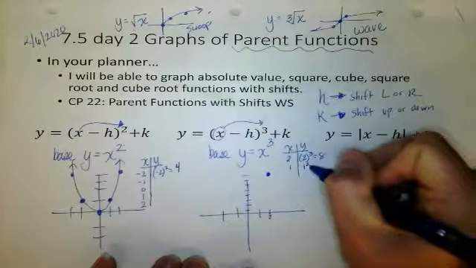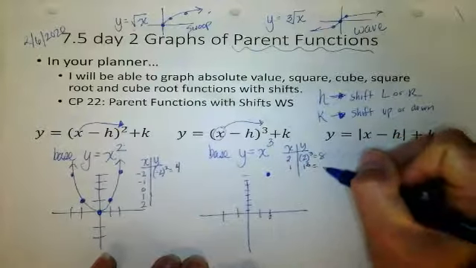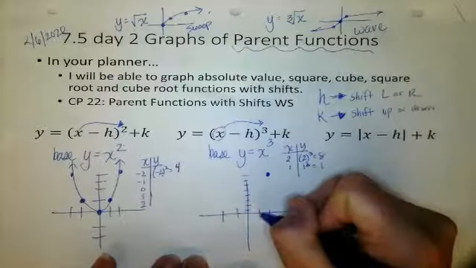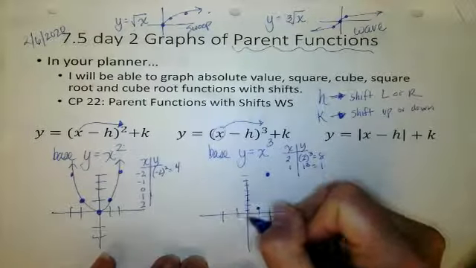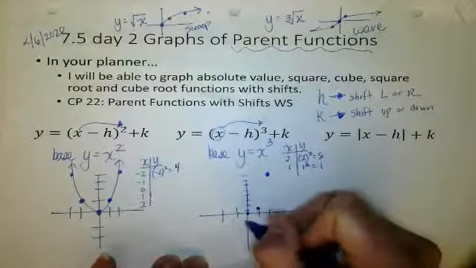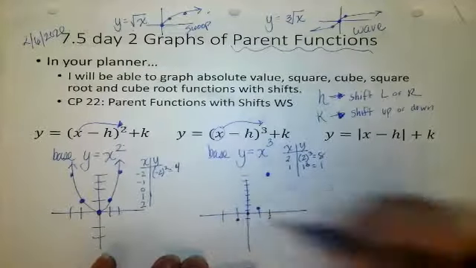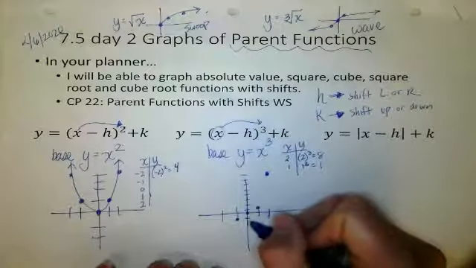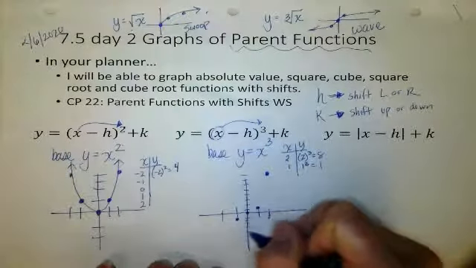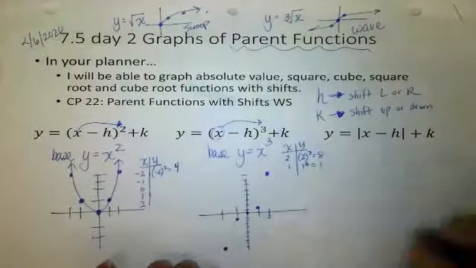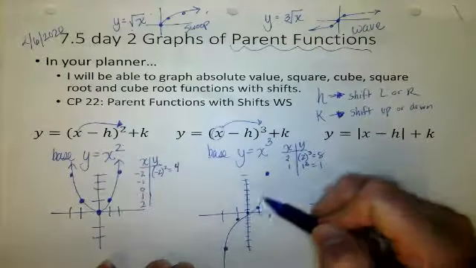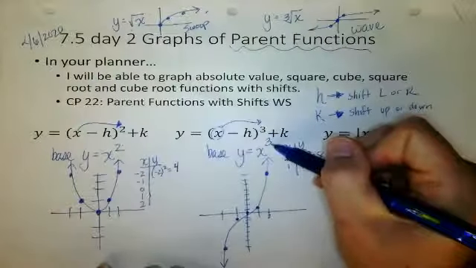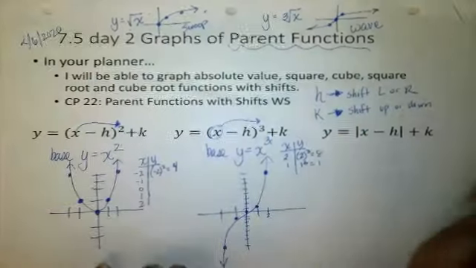If we plug in a 1, what's 1 cubed? 1. So 1, 1. 0 cubed is 0. Negative 1 cubed is negative 1. And then negative 2 cubed is negative 8. Negative 1, 2, 3, 4, 5, 6, 7, 8. Here. So this is the shape of the cubic function. So x cubed.